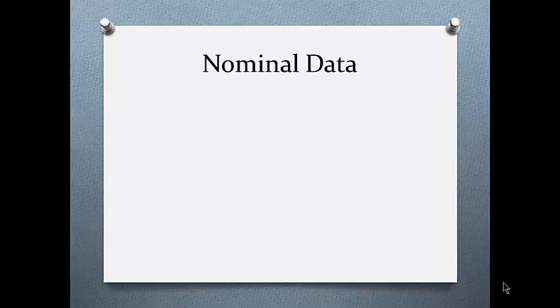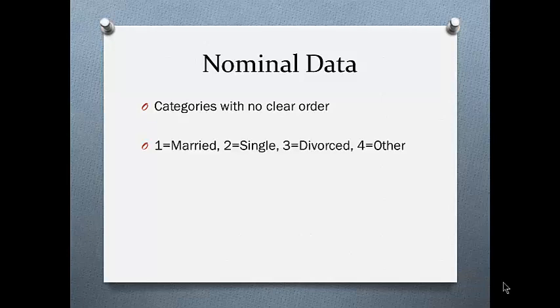First, nominal data. Nominal data is a category with no clear order. We're asking people, are you married, single, divorced, or other? Those are very clear categories that have no order. Because I could have asked, are you single, married, divorced, or other? Change the order. We'll get the same results. There's no order to these categories. This is nominal, qualitative data.